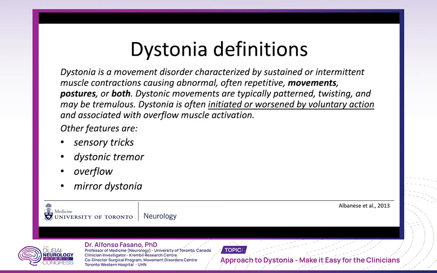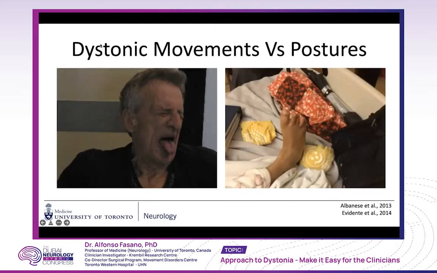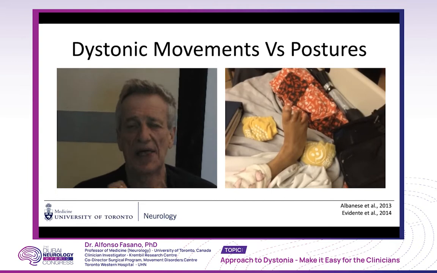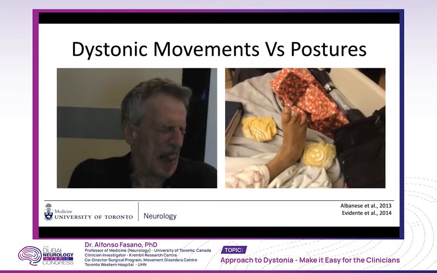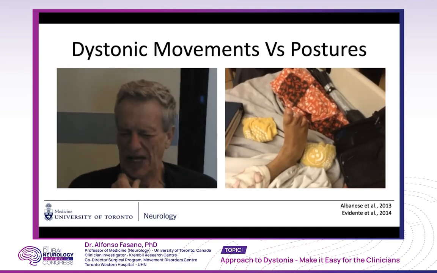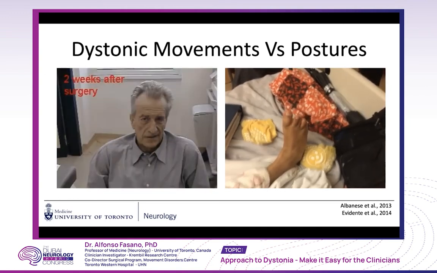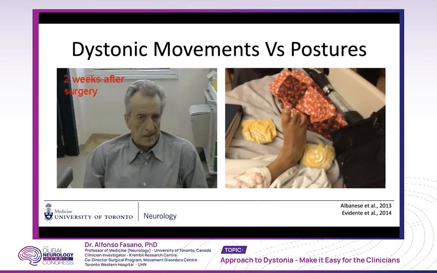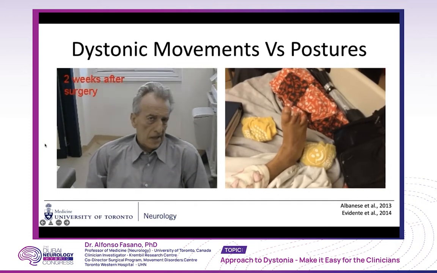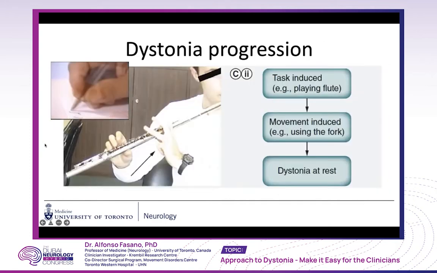There are other associated features that are important to recognize, like sensory trick, dystonic tremor, overflow, and mirror dystonia. We're going to have a look at this right now in a rapid sequence. But let's start with showing some movements on your left and some posture on your right. Clearly, the first one is a more phasic movement in a patient with blepharospasm or mandibular dystonia and torticollis. On the right, instead, you see a younger patient with a dystonia of the foot. And these are just examples, and this can be variably combined.